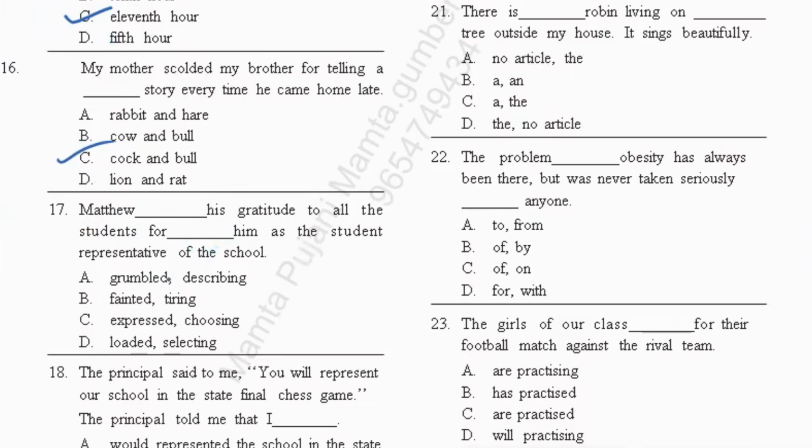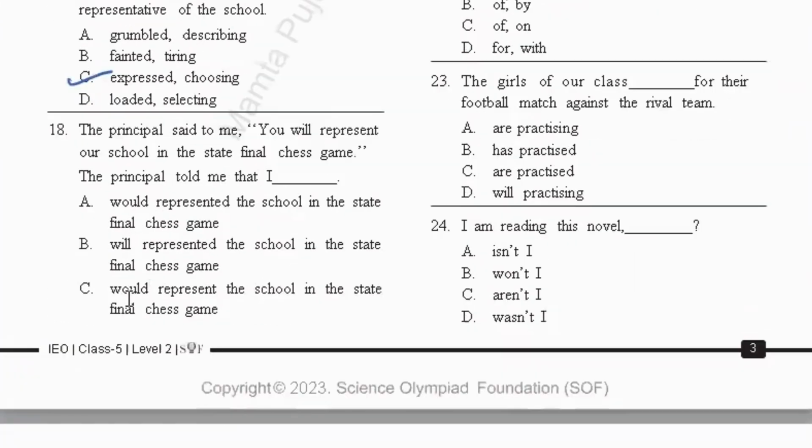So it should be Matthew expressed his gratitude to all the students for choosing him as the student representative of the school. Next, the principal said to me, you will represent our school in the state final chess game. So here you have a direct speech and you need to convert that into an indirect speech. So it should be the principal said to becomes told. Okay, said to should be replaced with told.